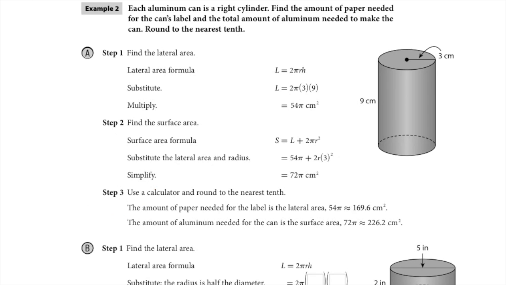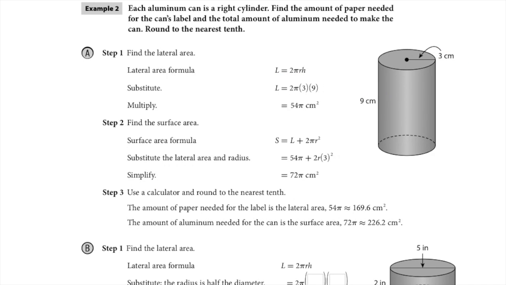Moving on to the next page, we've got an example done out for us, example 2a here. We're going to find the lateral area. And that lateral area, remember, is just the rectangle label, so 2 pi RH. I'm going to substitute what we know.